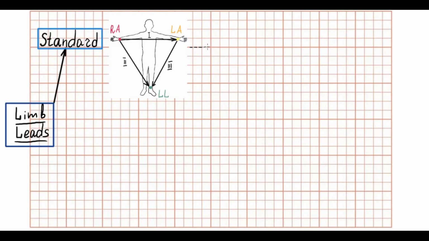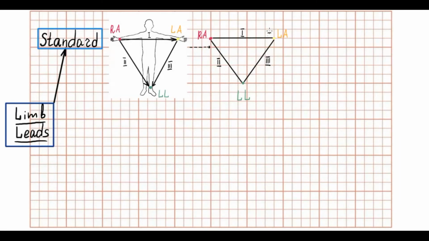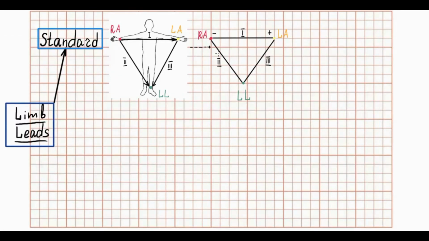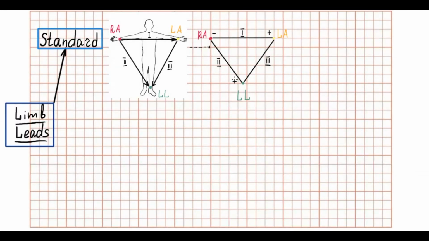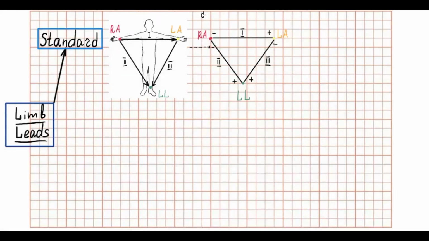Leads 1, 2 and 3 can be represented schematically in terms of a triangle, called Einthoven's triangle. As you can see, lead 1 points horizontally. Its left pole is positive and its right pole is negative. Lead 2 points diagonally downward. Its lower pole is positive and its upper pole is negative. Lead 3 also points diagonally downward. Its lower pole is positive and its upper pole is negative. Einthoven's triangle shows the spatial orientation of the 3 standard leads.